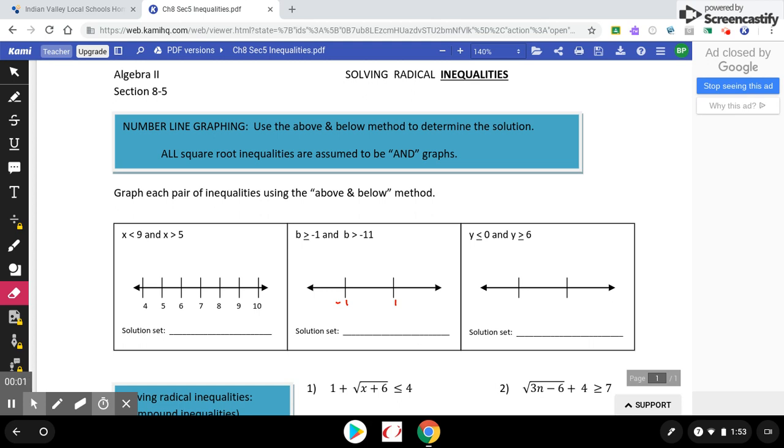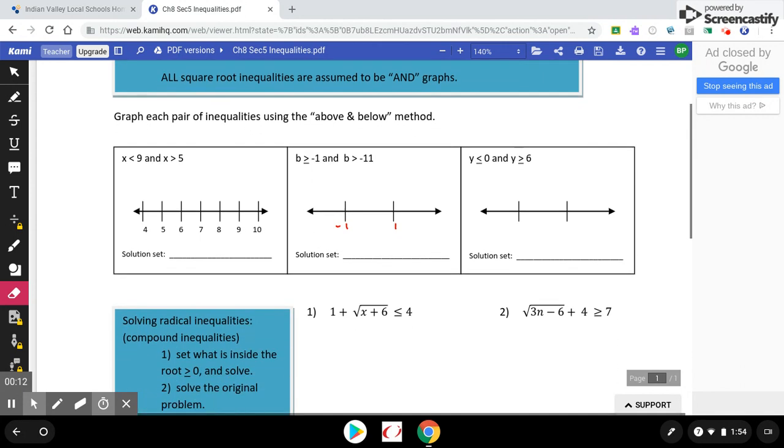Section 8.5, solving radical inequalities. Just got done with radical equations. Very similar, but has a little extra to it. I'm going to skip straight past this box and just show you what it's saying.